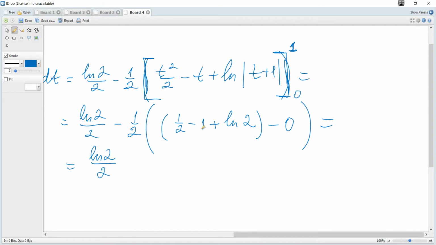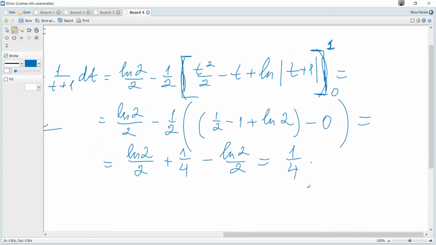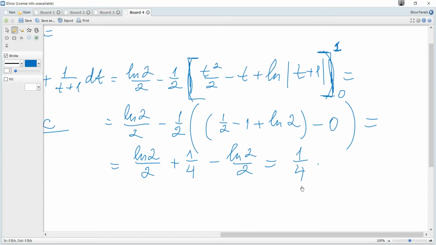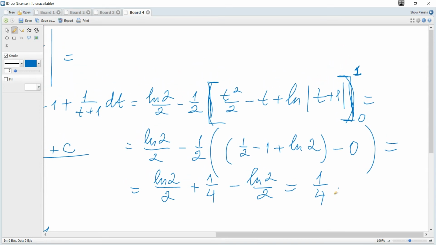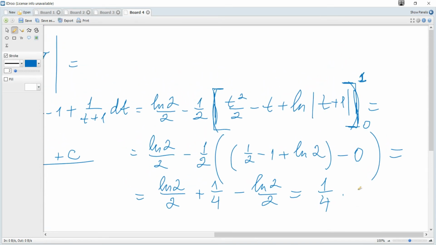And it becomes ln 2 over 2. A half minus 1 is minus a half, multiplied by negative a half, so it's plus 1 over 4, and minus ln 2 over 2, and hence it's 1 over 4. And it's the required result. So the given integral is equal to 1 over 4. And that's all for this question.